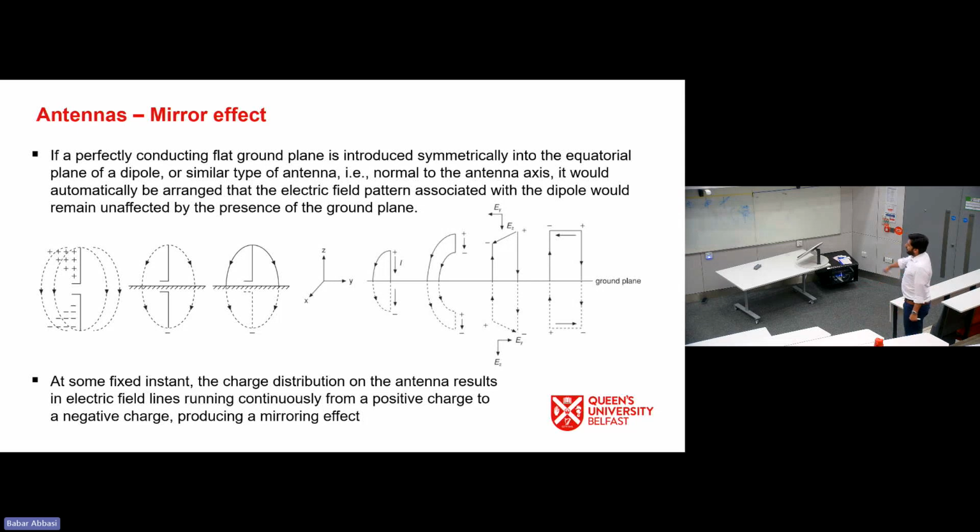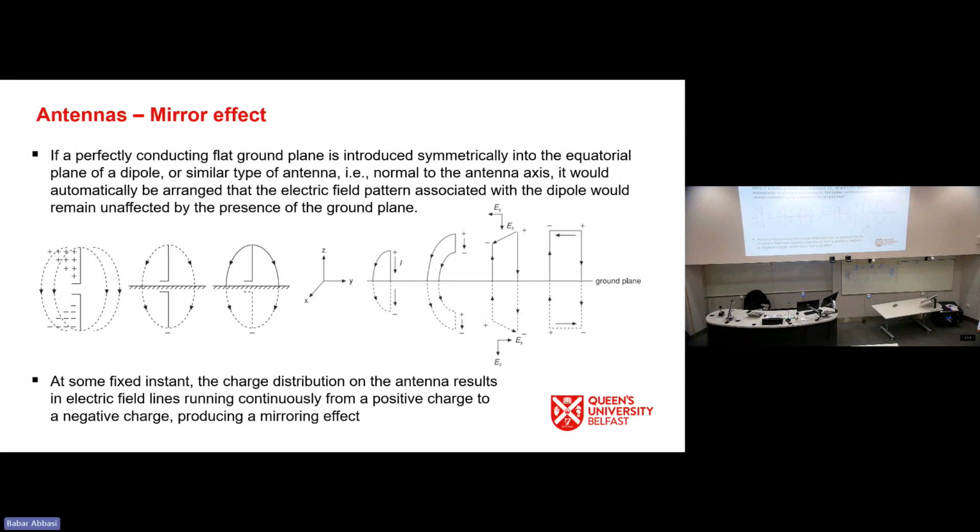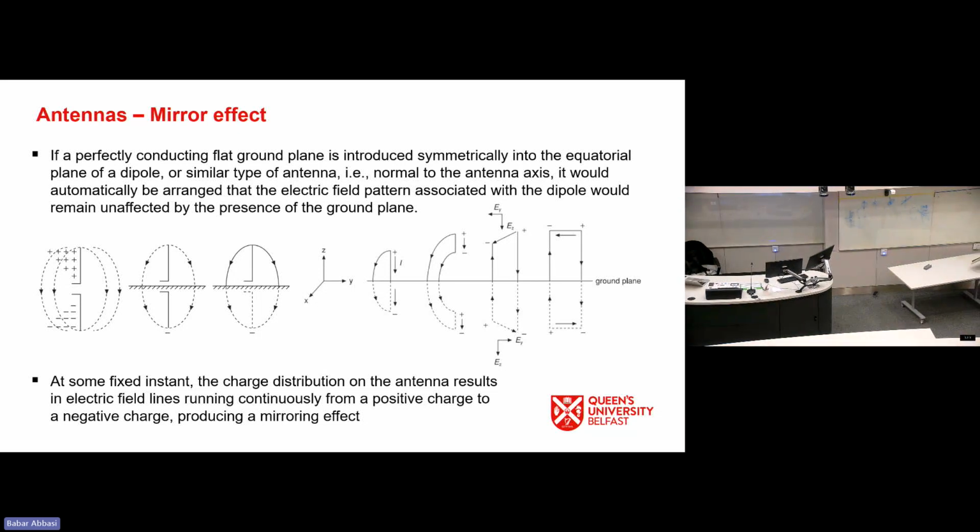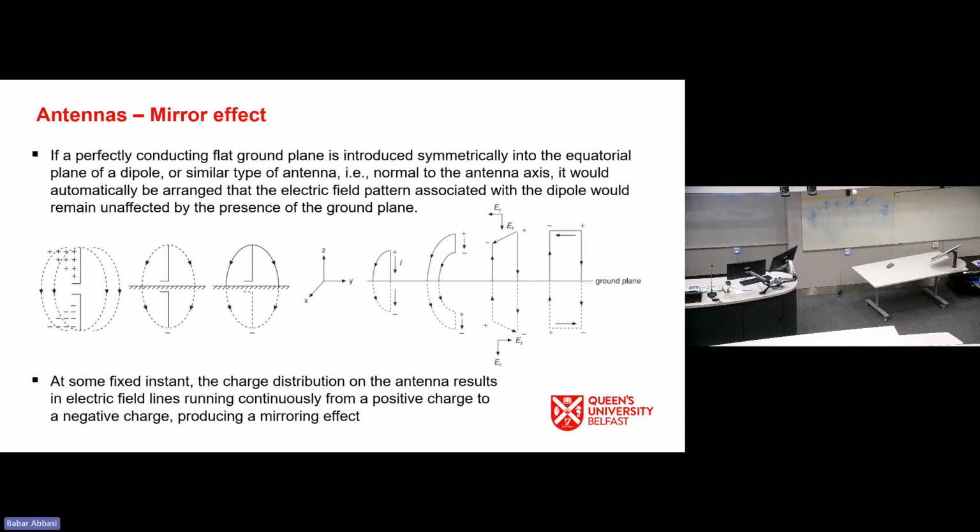If we have a ground plane on this top side of the dipole antenna, then because of an effect called the mirror effect, physically a hypothetical pole will exist on the negative side, and it will give us the effect of a full dipole. Although it's a simple monopole, it will act as a dipole. So if I have a mirror, there will be a virtual element.